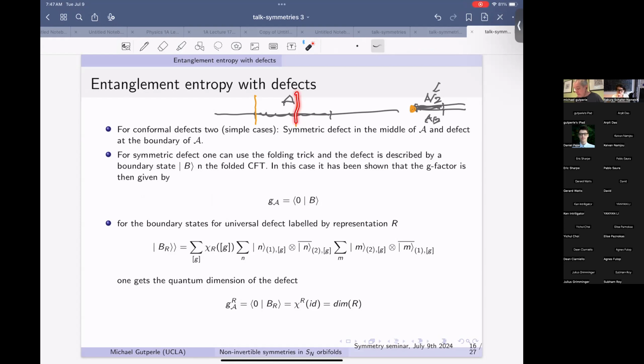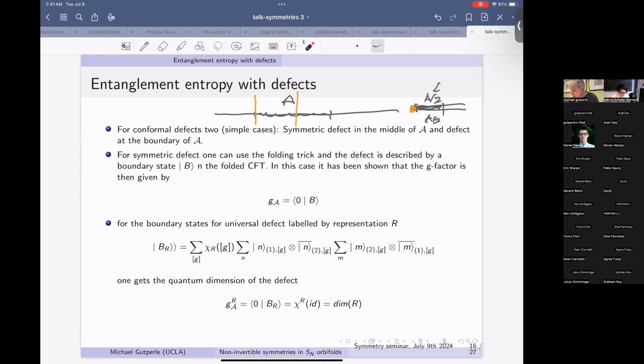So when one has a conformal or topological defect which is symmetric, one can use this folding trick, and this formula also gives me the entanglement entropy for the symmetric defect. When we look at the permutation brane boundary state for our universal defect, this allows us to calculate the G factor for the symmetric defect. It's simply given by the character of the identity, because I'm looking at the ground state in the untwisted sector. So again, this is the conjugacy class of the identity, and I simply get the dimension of the representation, the quantum dimension of the defect.